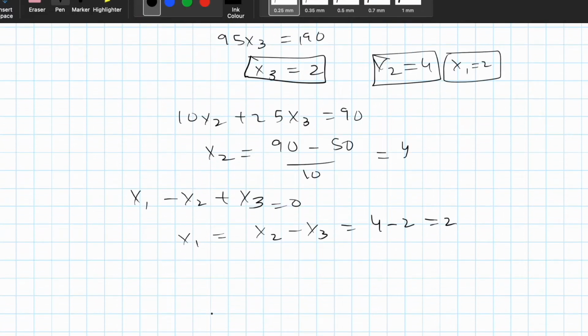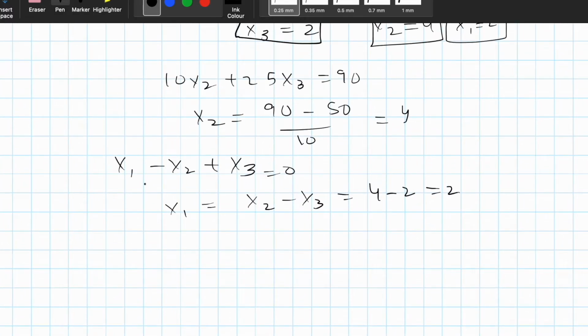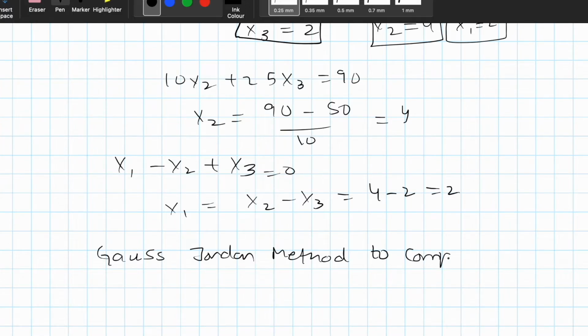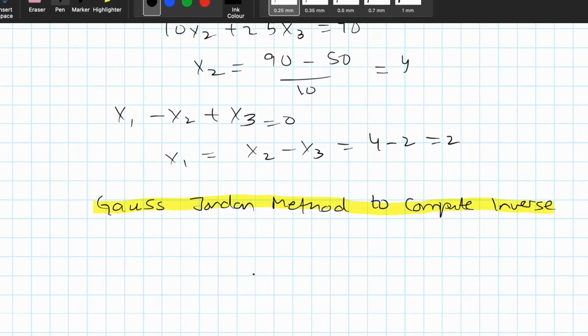Now lastly, let's just quickly discuss the Gauss-Jordan method to compute the inverse. So this actually is very interesting. It works on the same concept of these elementary row operations. How does it work?